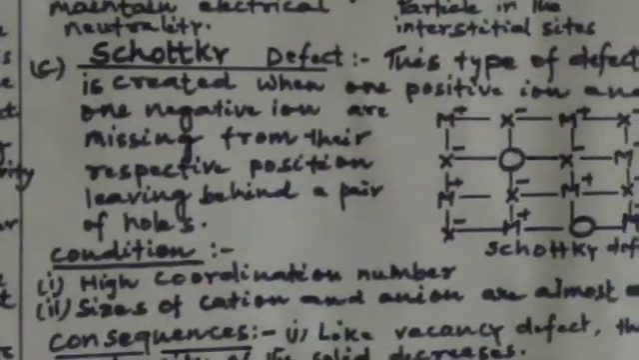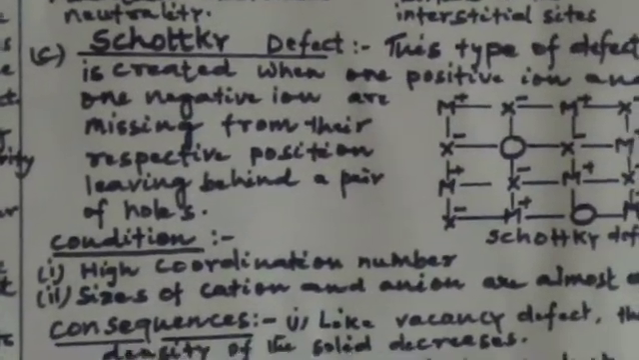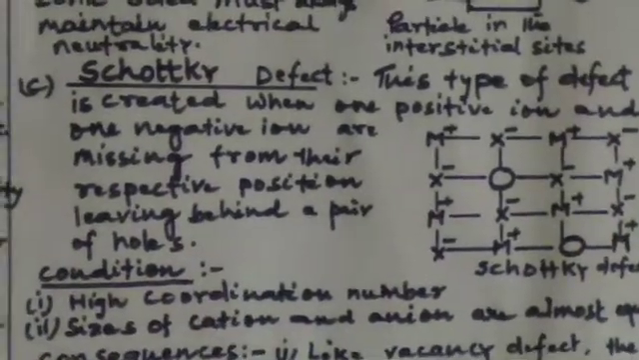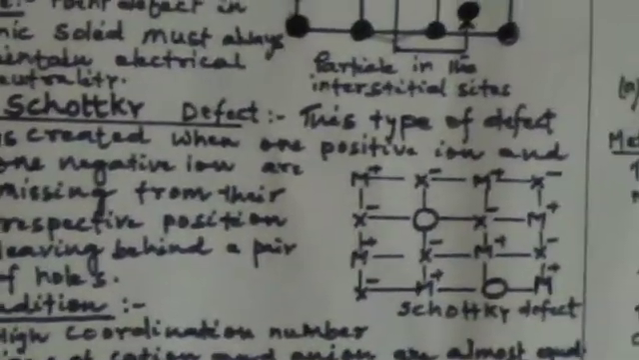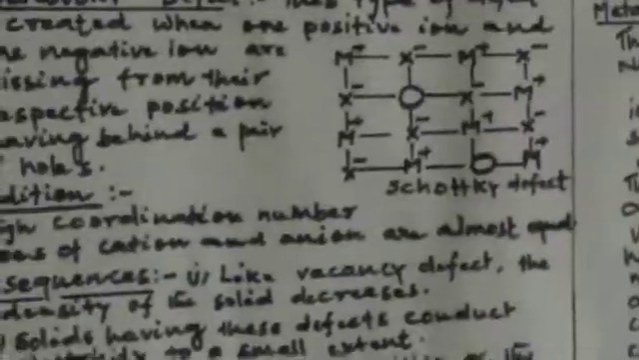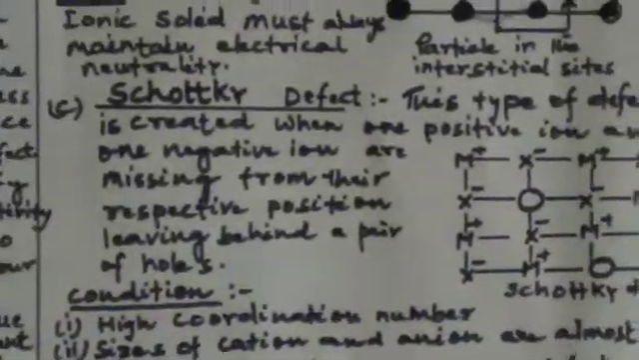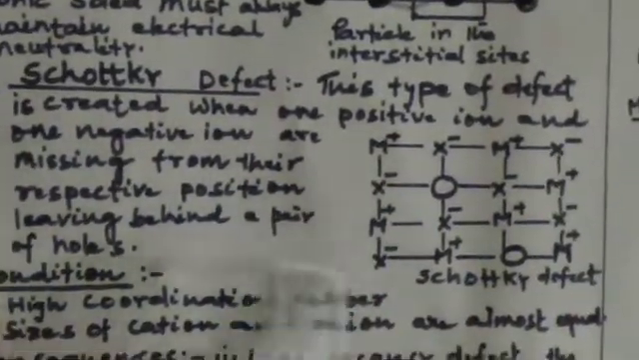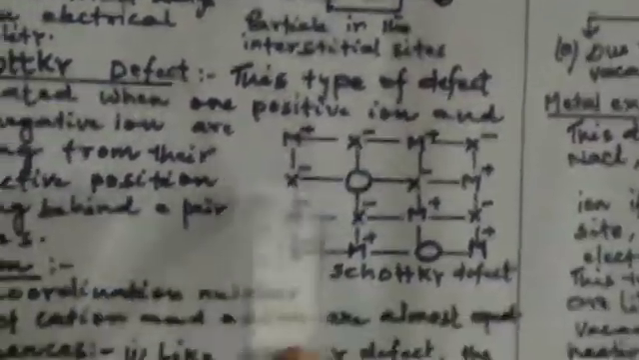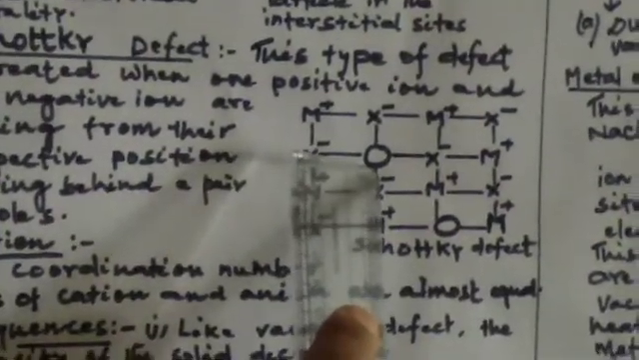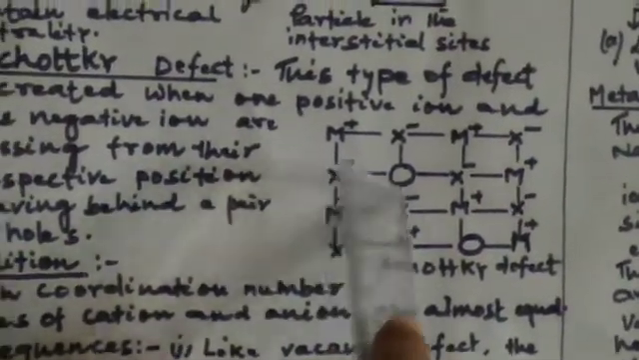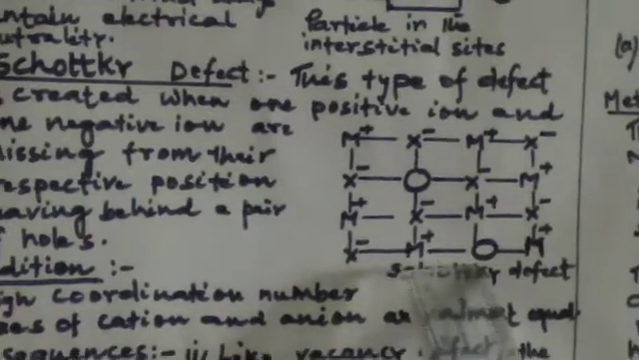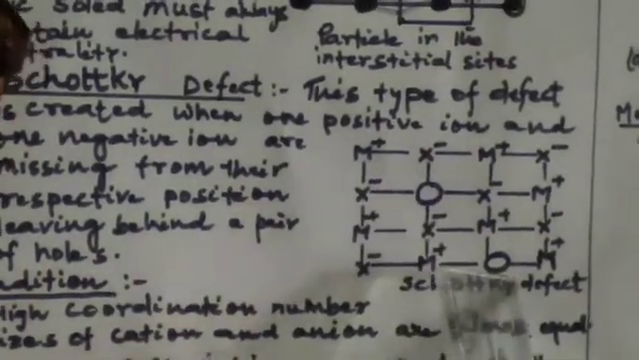Schottky defect is identical to the vacancy defect. What is Schottky defect? In Schottky defect, an equal number of positive ions and negative ions are missing from their lattice site. In the figure I am showing you, let's see this figure clearly. One positive ion is missing from the lattice site, and likewise one negative ion is also missing.